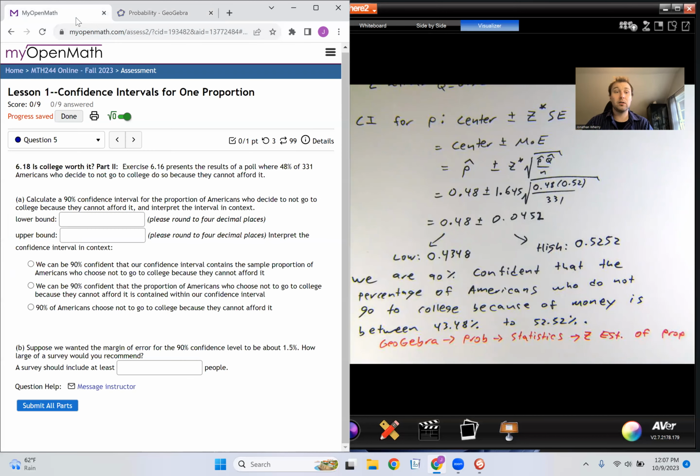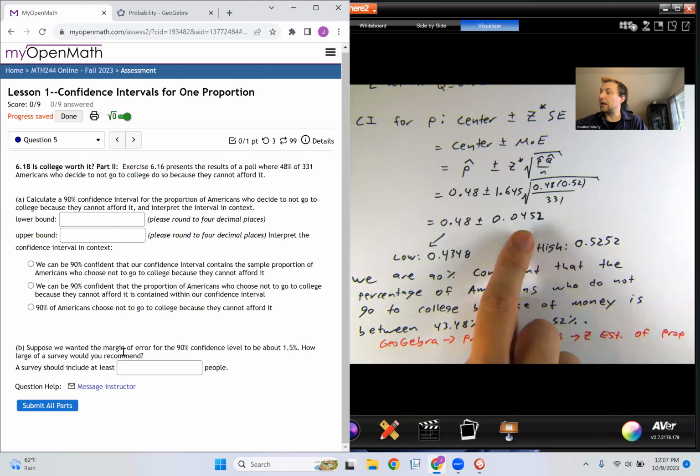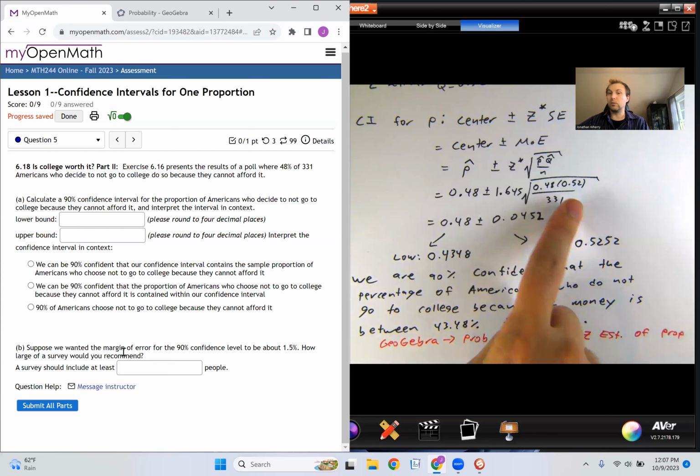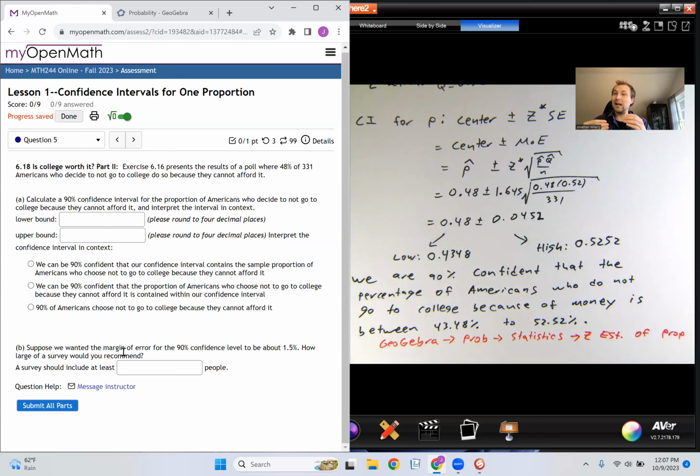There is a second part to this problem. Suppose we wanted the margin of error to be about 1.5%, still at this 90% confidence level. How large of a survey would you recommend? So currently I have an error of close to 4.5%, and that was for 331 samples. If I want less error, I'm going to need more samples.